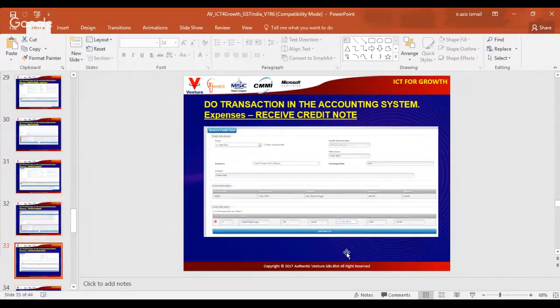Of course, when, for example, your supplier gives you some price reduction, they must give you a credit note for it. They cannot delete the invoice and issue you a new invoice. Once they issue your invoice, they need to give you a credit note if there is any reduction in the price.